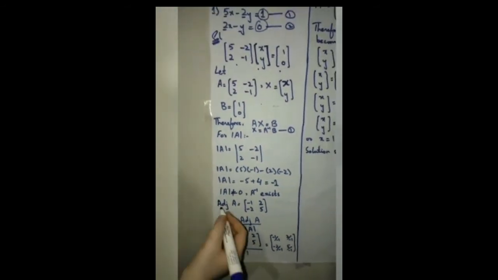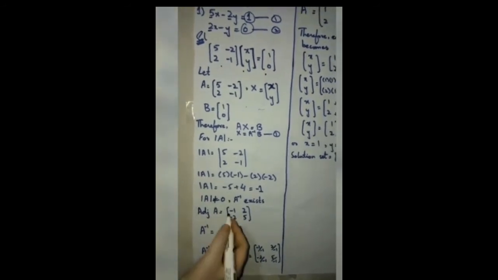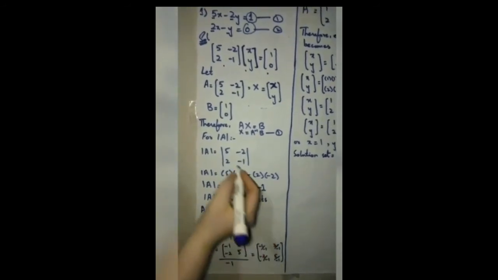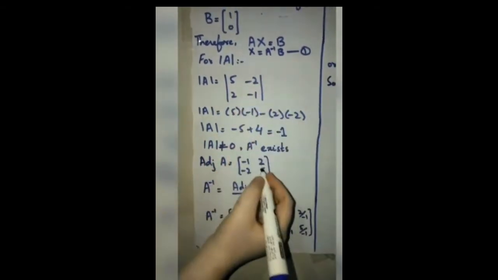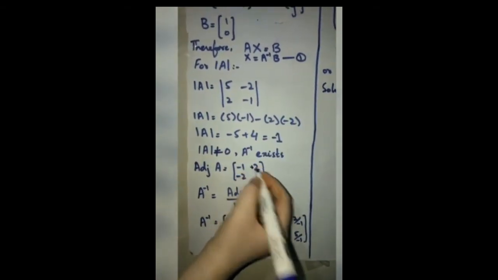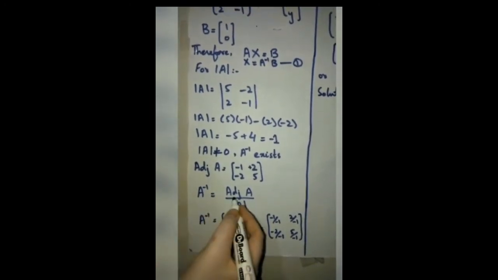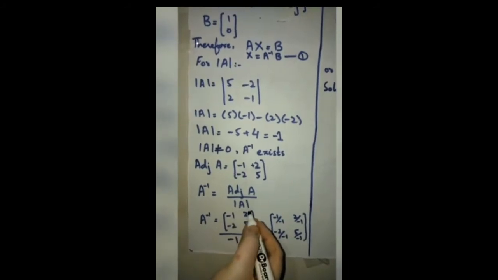By the process, adjoint of A equals to... what is the method of finding the value of adjoint of A? We will shift -1 to 5 and 5 to -1, and we will write the opposite sign with these two elements. -2 means +2 and +2 means -2. Now comes the formula of A inverse. A inverse equals adjoint of A divided by determinant of A.